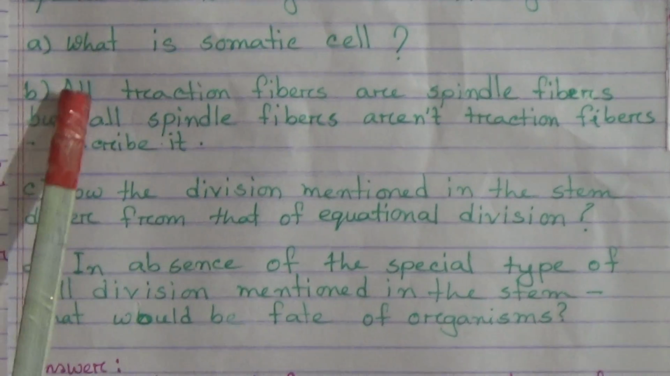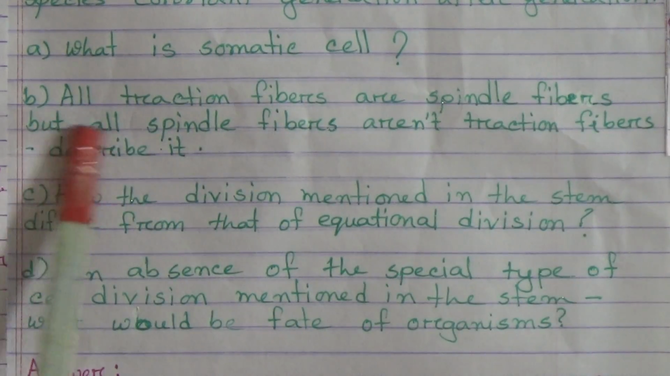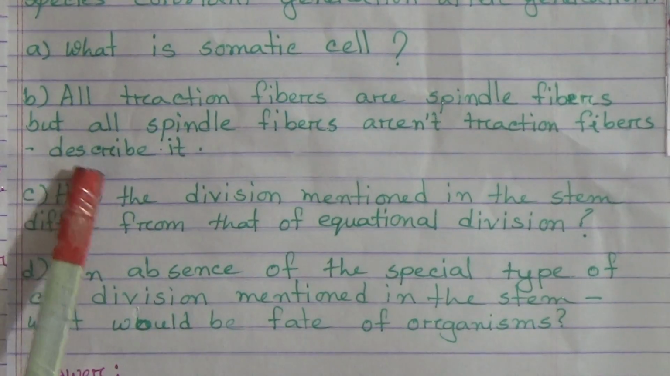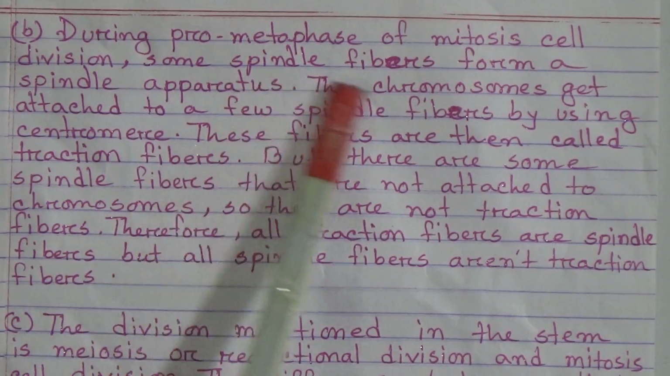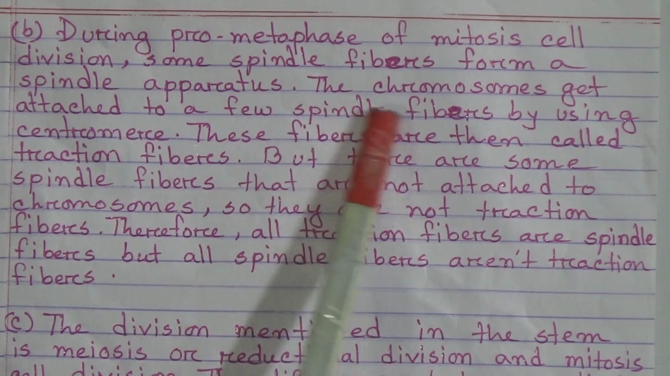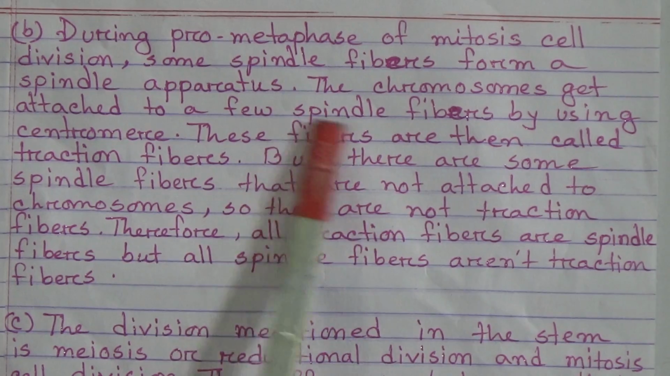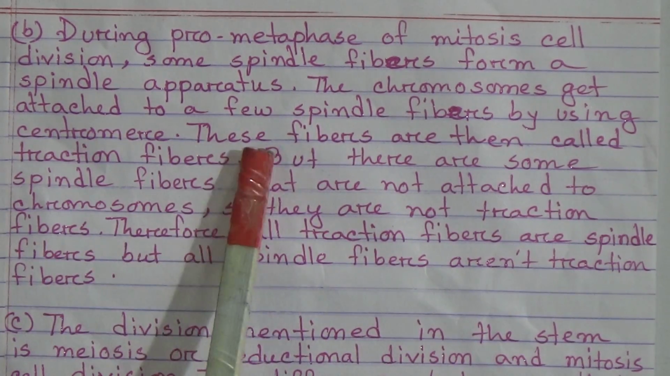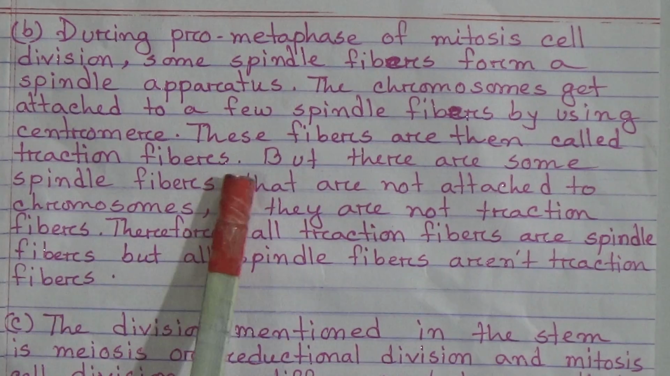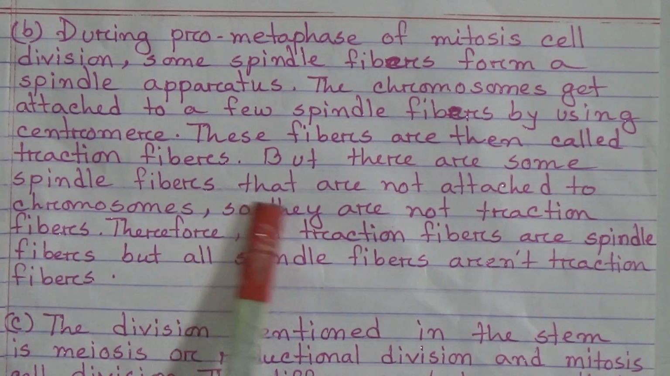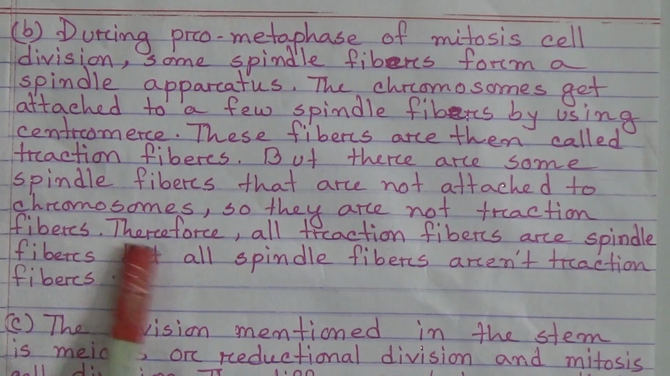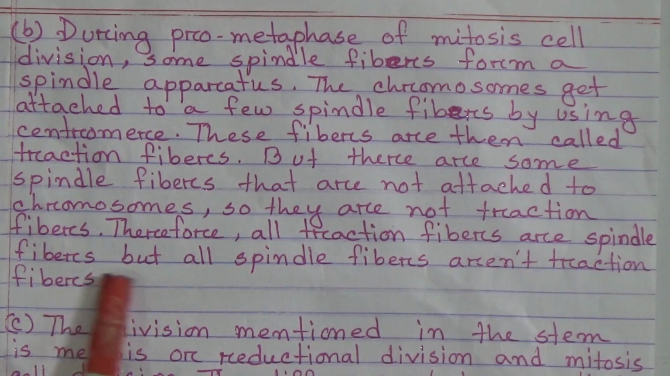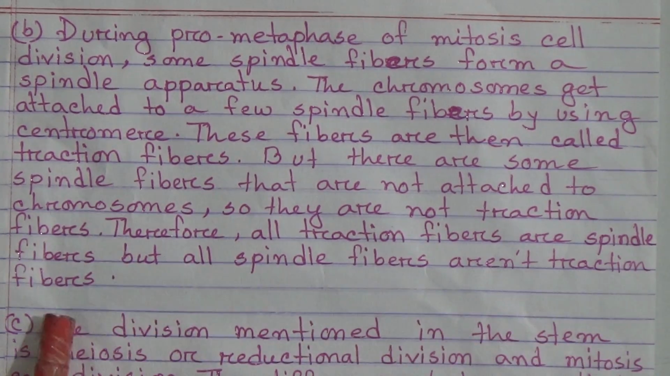Question B is, all traction fibers are spindle fibers, but all spindle fibers are not traction fibers. Describe it. Come to answer of B. During prometaphase of mitosis cell division, some spindle fibers form a spindle apparatus. The chromosome gets attached to a few spindle fibers by using the centromere. These fibers are then called traction fibers, but there are some spindle fibers that are not attached to chromosomes, so they are not traction fibers. Therefore, all traction fibers are spindle fibers, but all spindle fibers are not traction fibers.